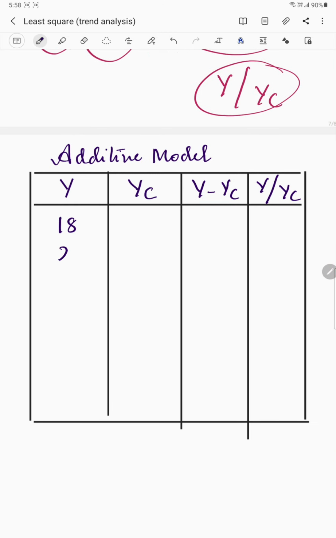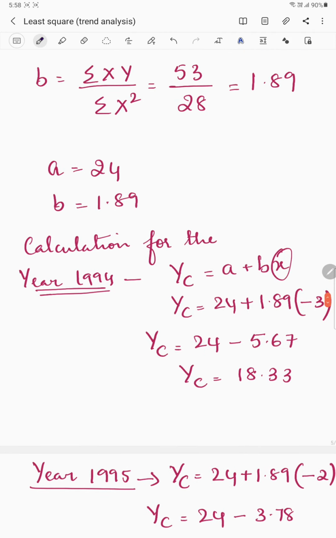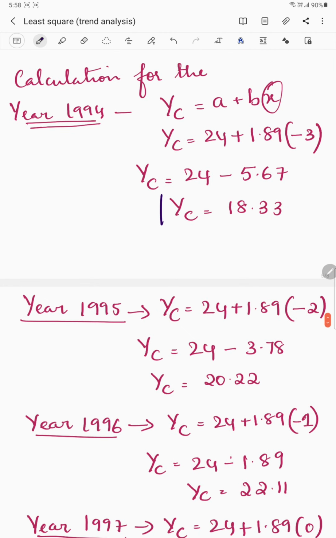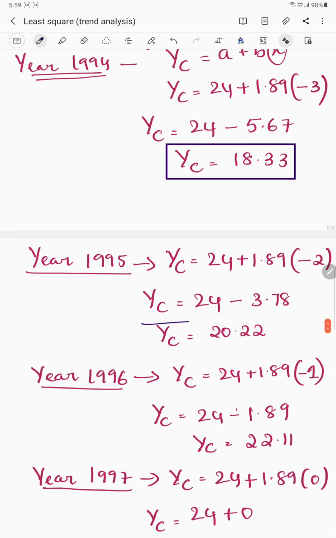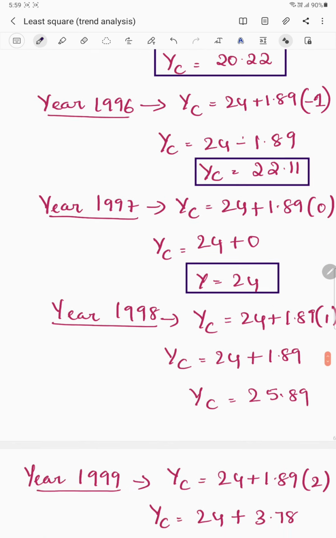Okay, so now we will quickly write down the values of Y. Y is 18, 20, 23, 25, 24, 28, 30. Okay, YC is all what you have calculated here. If possible, as and when you finish with the calculation, just put it in the box so that you don't have to search around for these values. Every year what you have got, just quickly put it in the box.